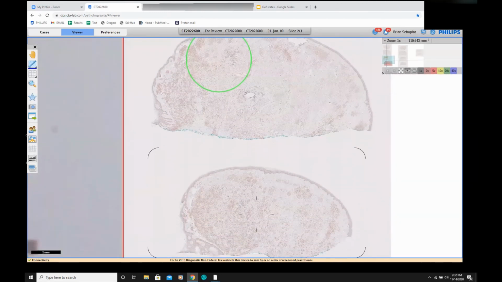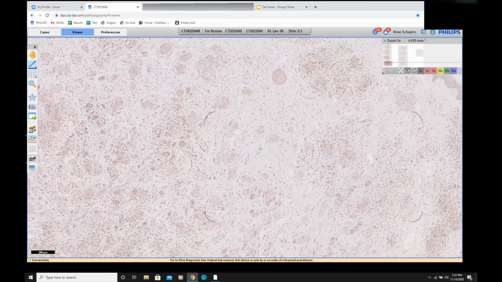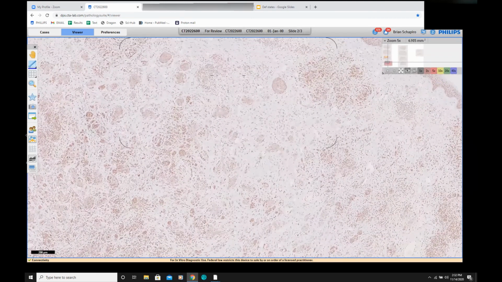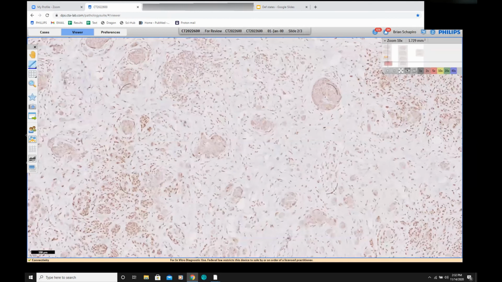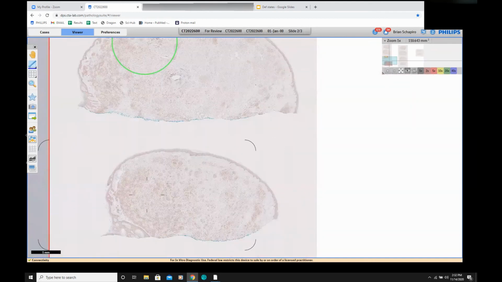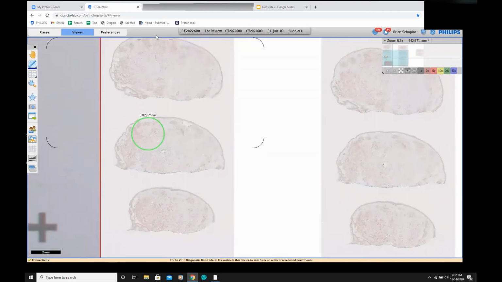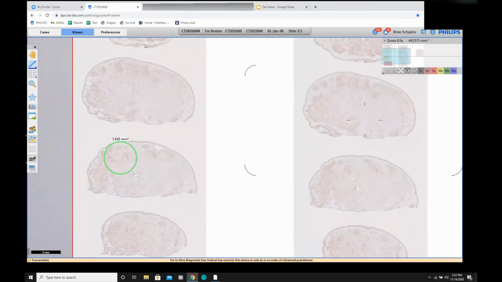Most people are recommending conservative excision with these, but no further workup. And it's something you need to be aware of so that it's not overcalled and we don't get too aggressive therapy for these.